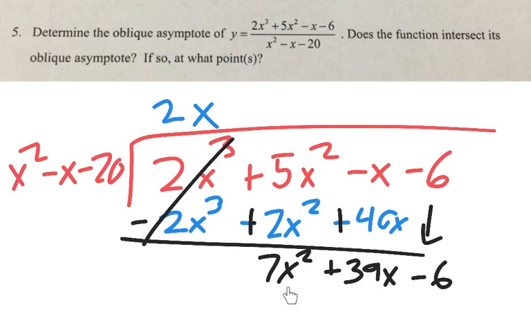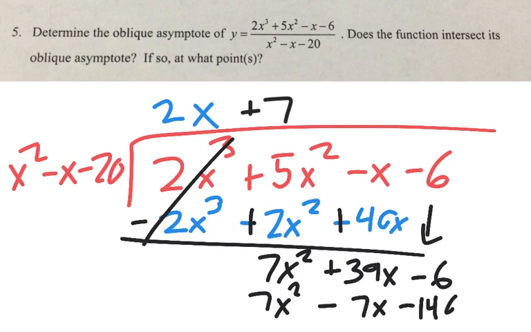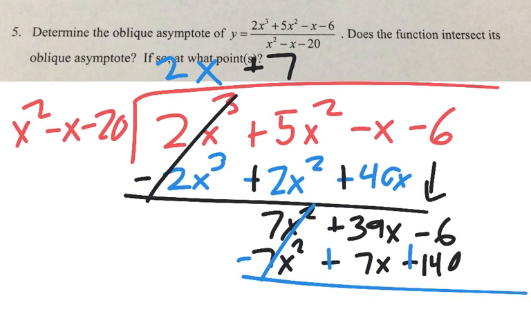Now I have an x squared. I want a 7x squared. X squared times what is 7x squared? 7. Then distribute. 7 times x squared is 7x squared. 7 times negative x is negative 7x. 7 times negative 20 is negative 140. And then we subtract, so we change every sign. The first term cancels. If it doesn't, you messed up. 39x plus 7x is 46x. Negative 6 plus 140 is positive 134.